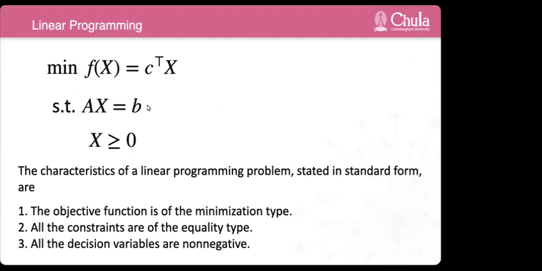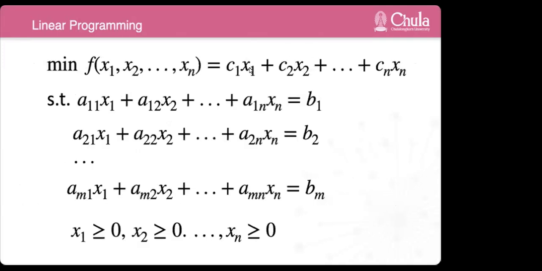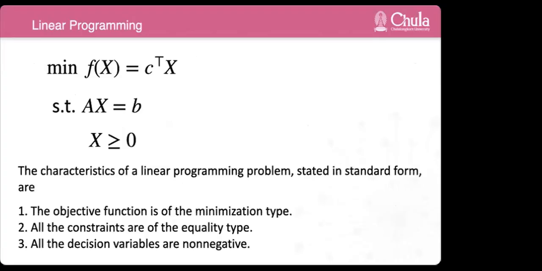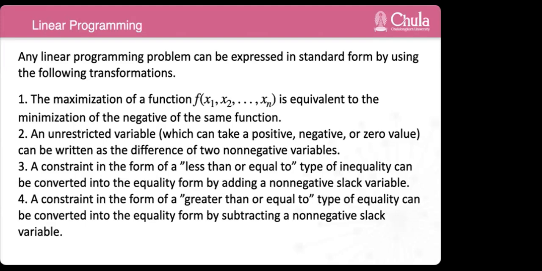For example, if you have x1, and x1 is not restricted. Here is a restricted one, restricted to be positive only. However, if x1 is not restricted to be positive, you can write x1 as xa minus xb, and you restrict xa and xb to be positive. So you just change one unrestricted variable to two new restricted variables instead.